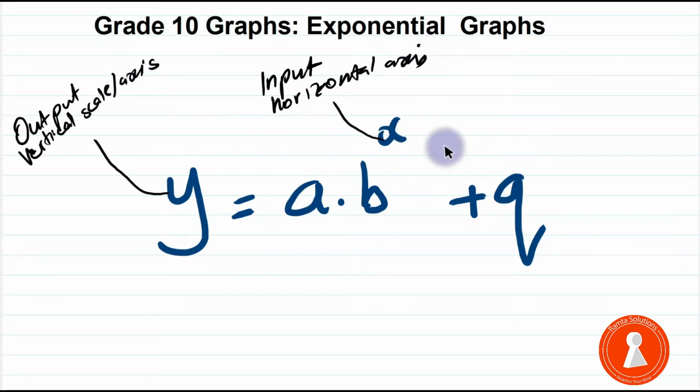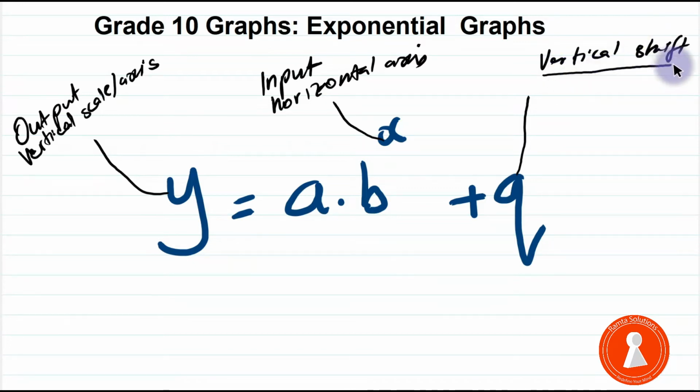And then this one, as is the case for every graph or every function, is the vertical shift. Remember, if you don't want to say vertical shift, you can say vertical translation. So if you remember well, if q is positive, your graph will shift up. If q is negative, your graph will shift down.